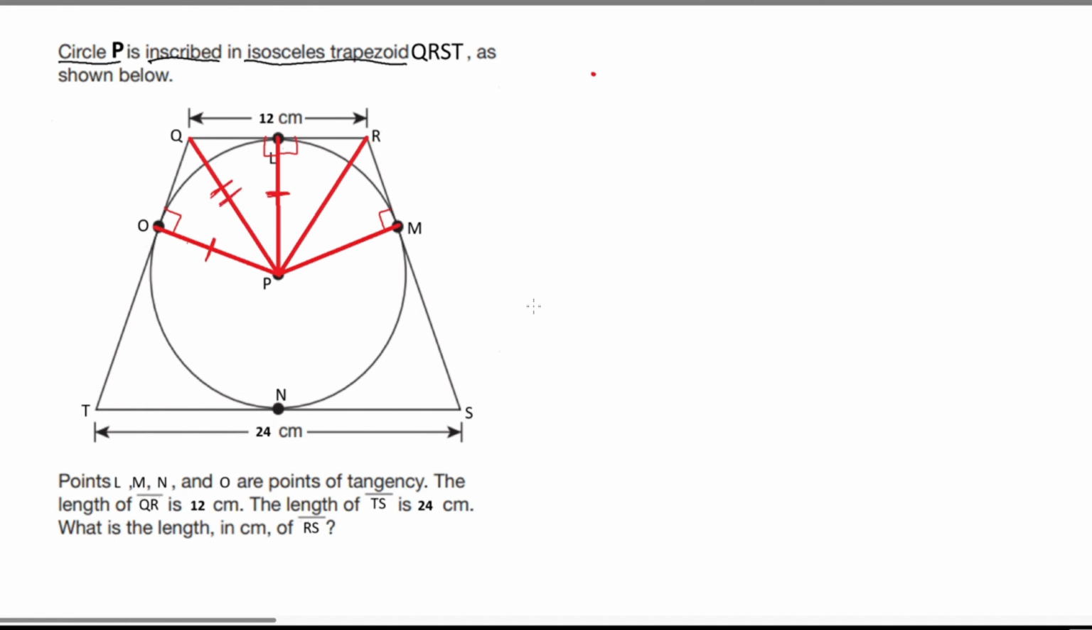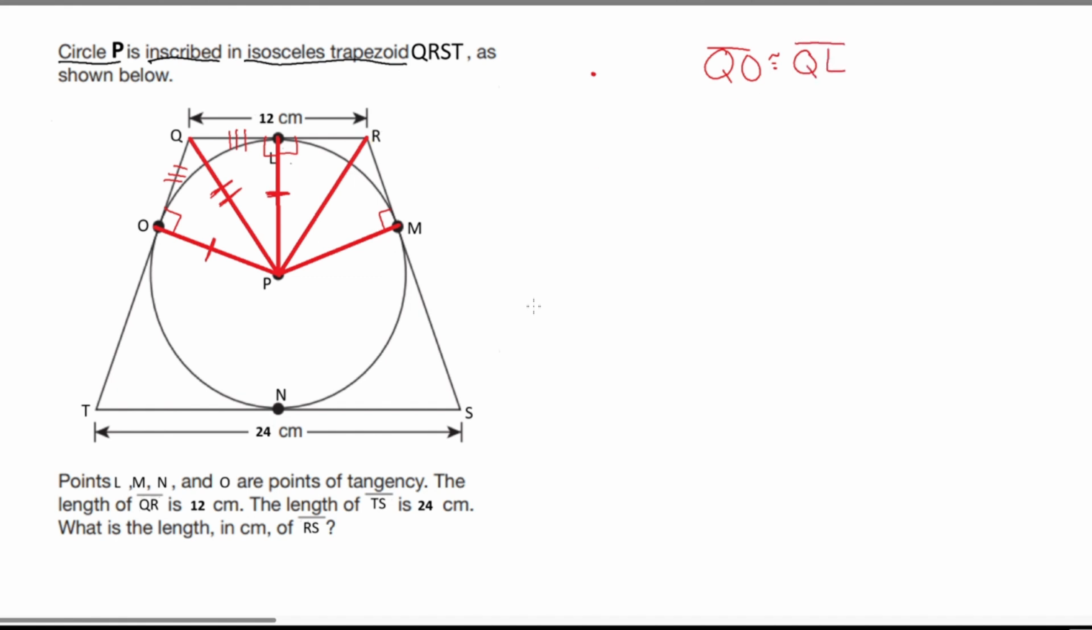Now we have a hypotenuse, a right angle, and a leg. That means that we know that QO must be congruent to QL based on the hypotenuse leg congruency theorem. So that means that we have QO congruent to QL. So let's just write that down. QO congruent to QL.